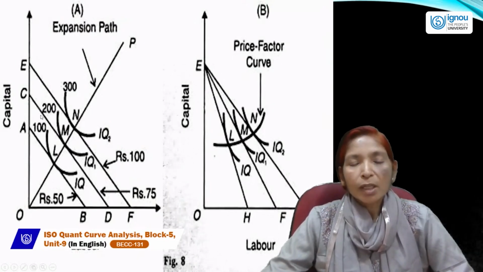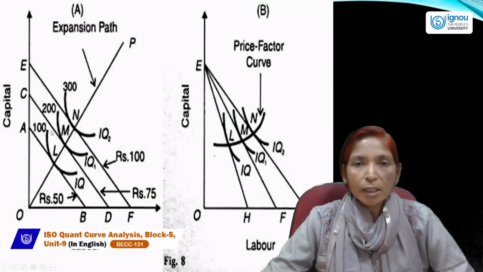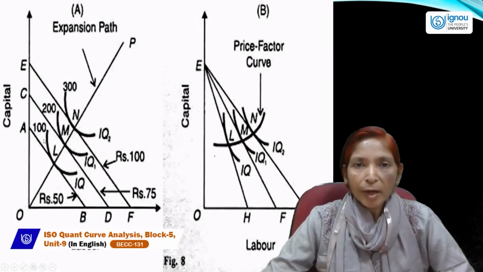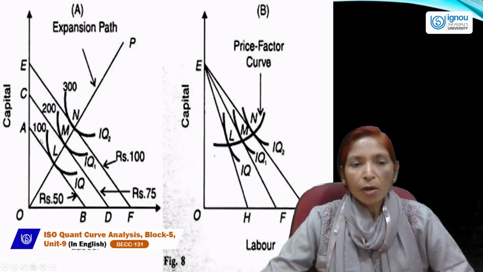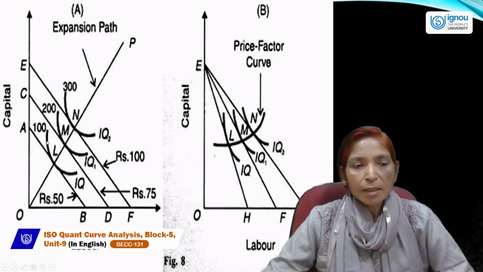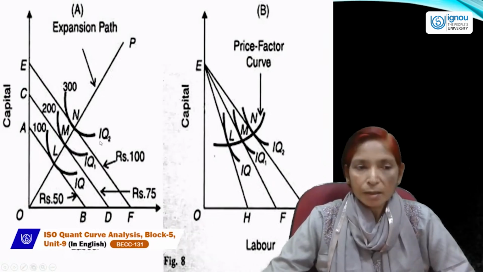If we take three isocost lines, then three isoquant curves which are tangent to these three isocost lines give us three equilibrium points, and if we join all these points, then we can derive the expansion path. So this is the derivation of the expansion path.